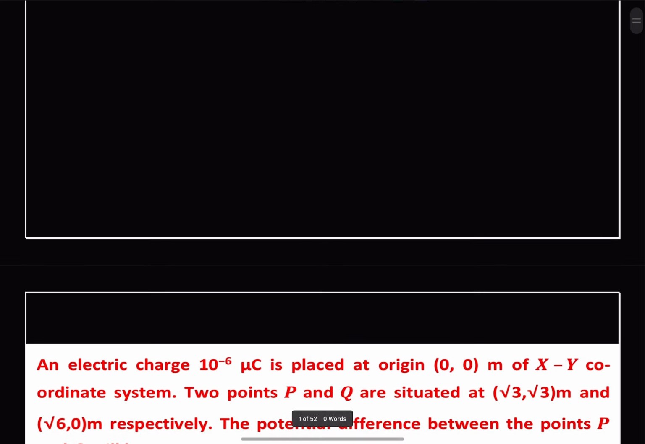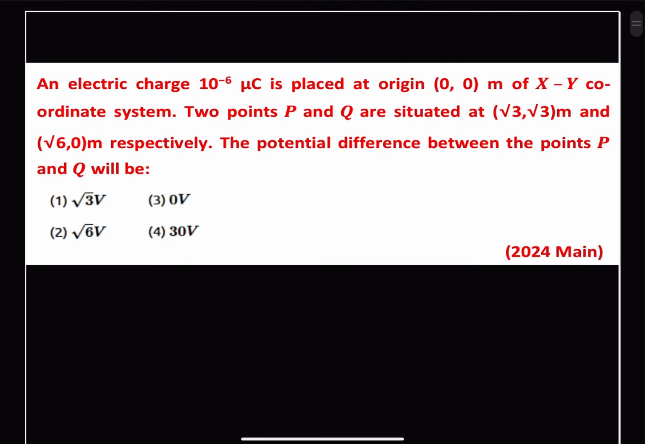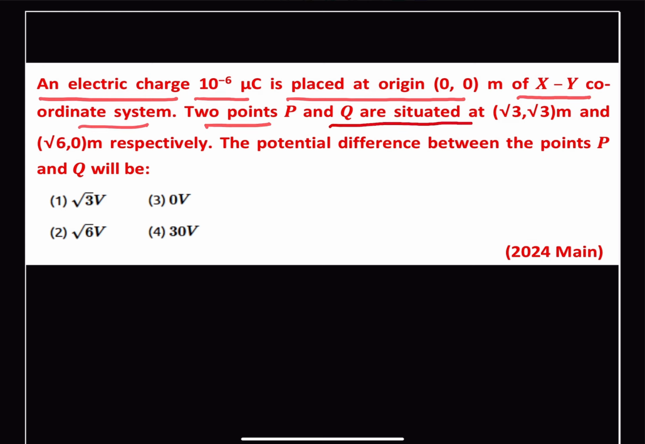So the first question states that an electric charge of 10⁻⁶ microcoulomb is placed at the origin of the xy coordinate system. Two points P and Q are situated at (√3, √3) meter and (√6, 0) meter respectively. The potential difference between the points P and Q will be.